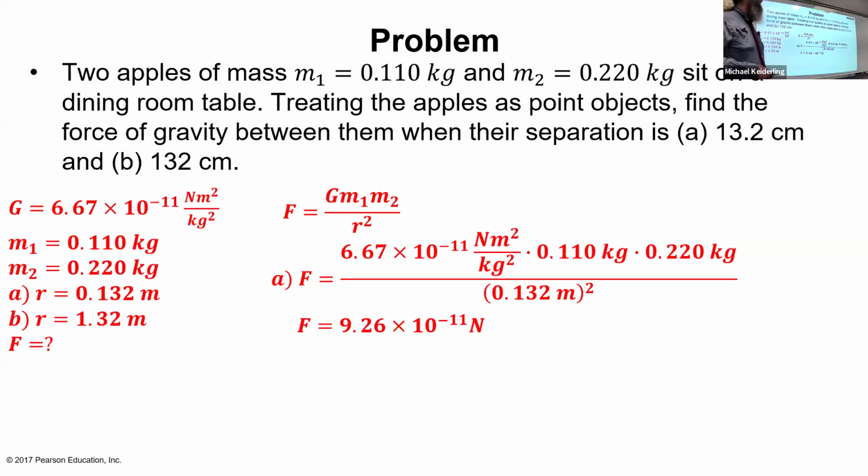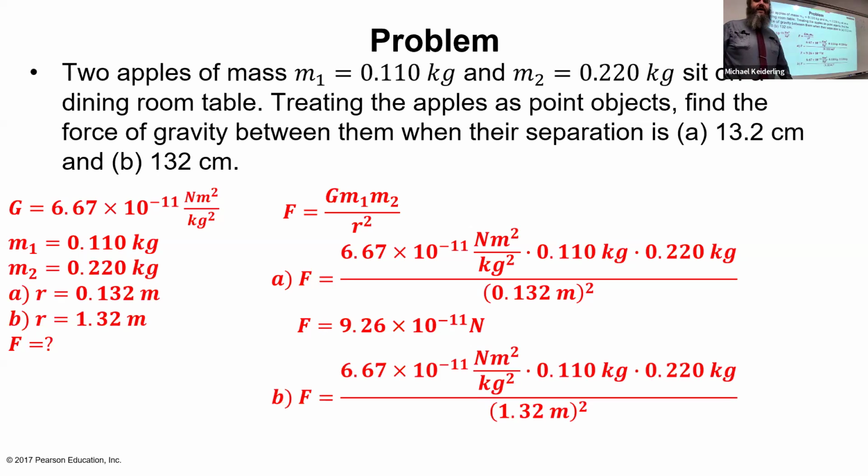Consider that the weight of the smaller apple is about 1 newton. So this force is tiny. You wouldn't notice it at all. And if they were 1.32 meters apart, this would be 9.26 times 10 to the minus 13 newtons. Because we increase the distance by a factor of 10, that decreases the force by a factor of 100.